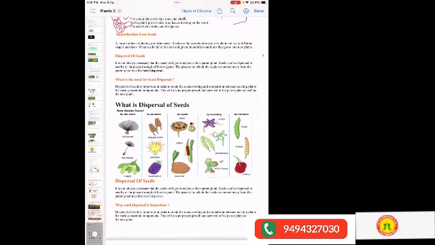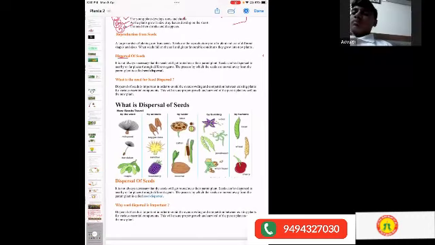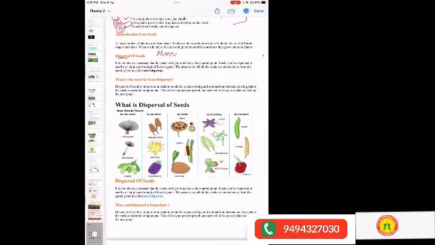Now, the next one is dispersal. As we have already discussed, dispersal means the movement or transferring. Dispersal means the movement or transferring.